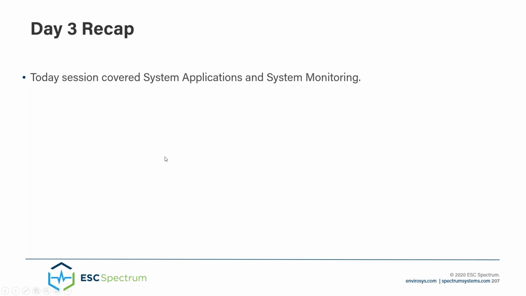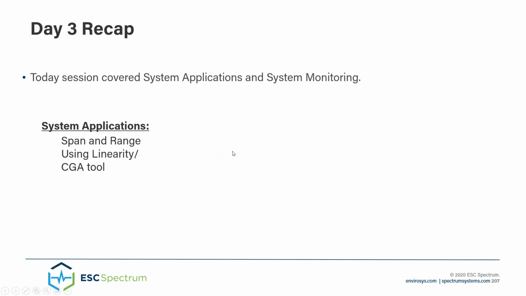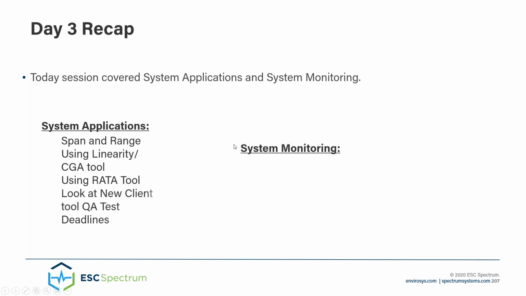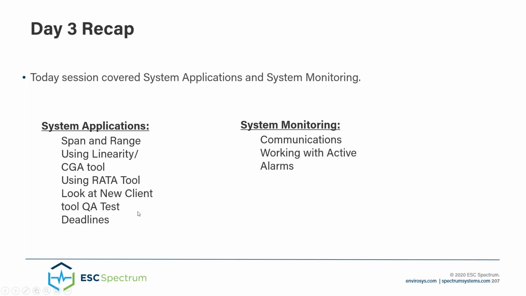So we covered system applications and system monitoring today. And in the system applications, we talked about span and range, using the linearity and cylinder gas audit tool, using the RADA tool, and looking at the new client tool QA test deadlines. We did not do that because we don't have that yet. In system monitoring, we talked about our communications and making sure that everything is where it needs to be, working with our active alarms, and using the logbook features to do what we need to do with our logbook.